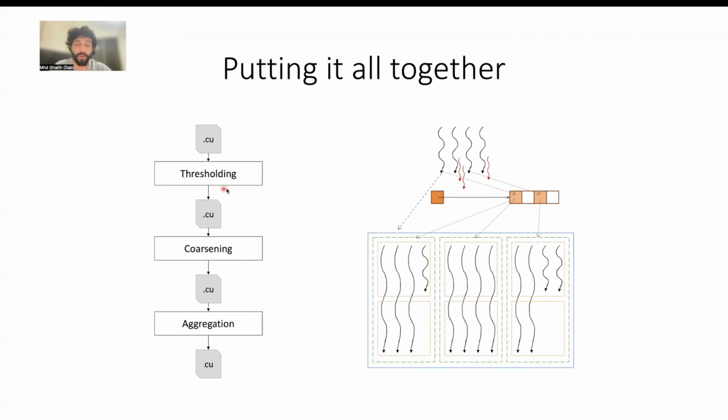So we always start by applying thresholding. So we would have the 4 parent threads here. We can see that work is serialized for 2 of them. Once the thresholding is applied, we apply coarsening on top of it. And once coarsening is applied, we also apply aggregation on top of it.